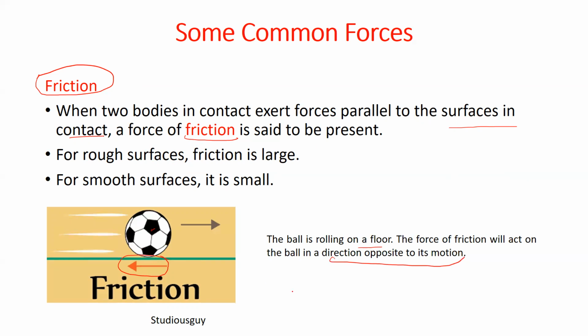Like I am writing now. I am writing on my tablet. Why is this writing possible? This writing is possible only because of friction. When you also write on your notepad or notebook with a pen, friction helps us to write.